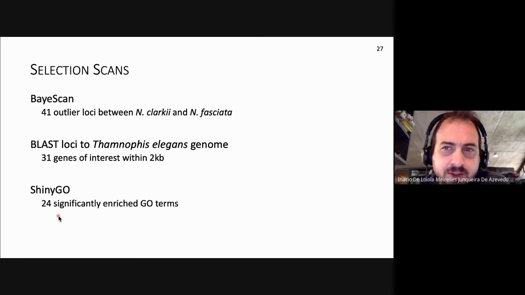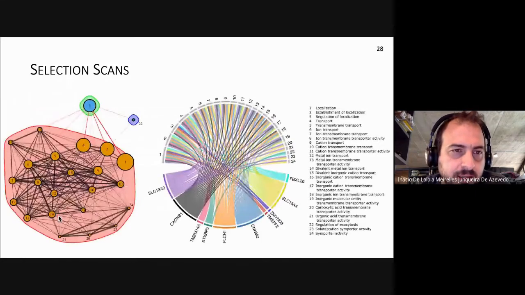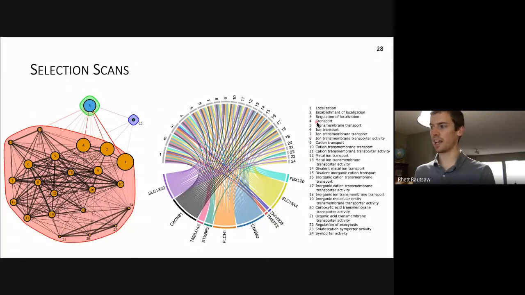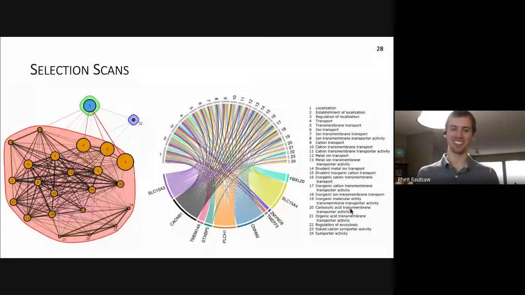Okay, go to the next one. And so from these 24 classes, you found most of them are related to salinity. Yeah, ion transport across the cellular membrane. So ion transport, cation transport, metal ion transport. So many of these are just ion transport, inorganic ion transport. Over and over again, these highly divergent loci appear to be associated with ion transport, which is what is necessary for salinity, to transport ions essentially out of the cell.